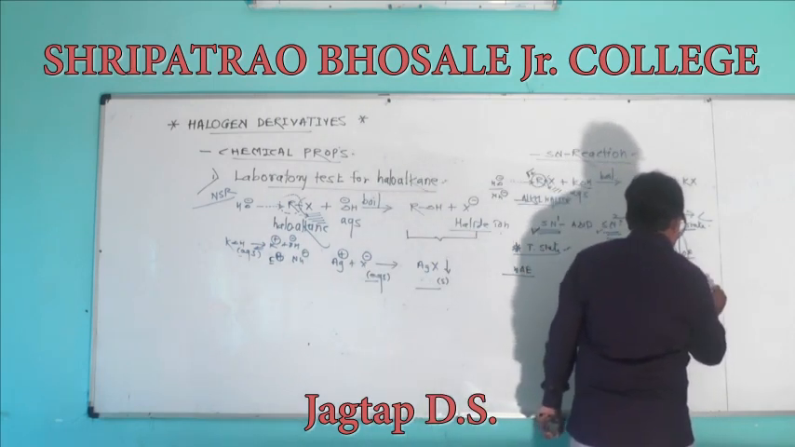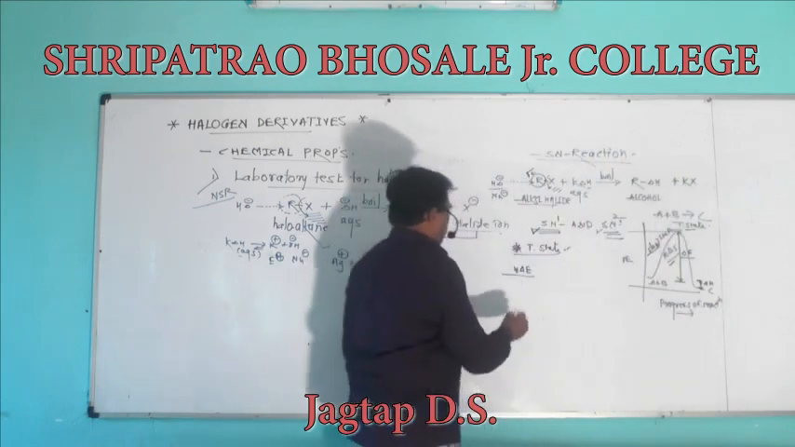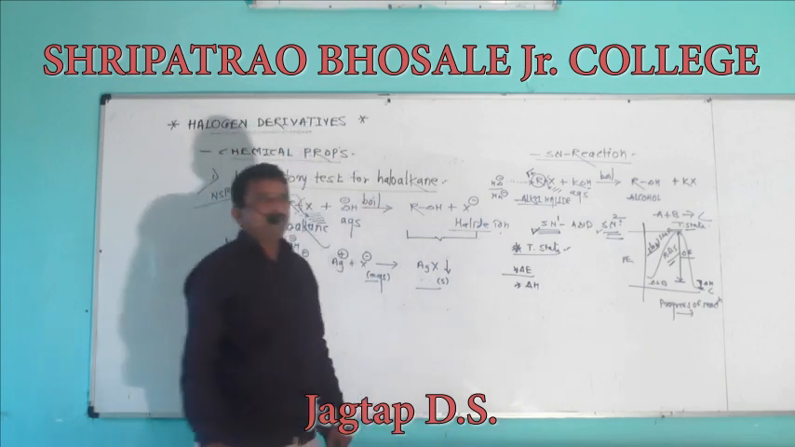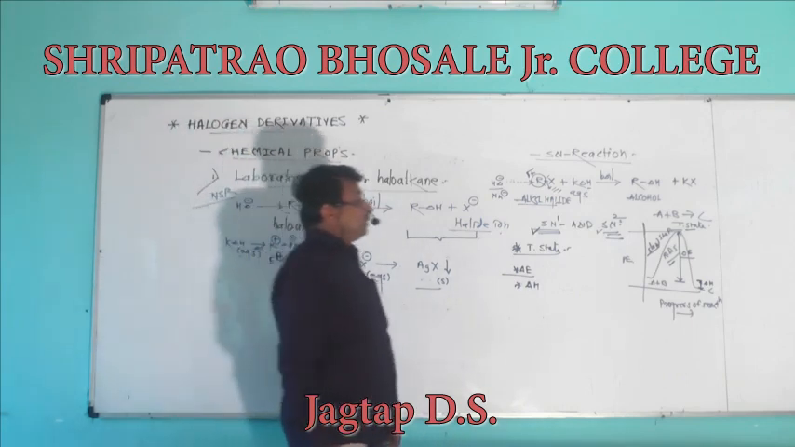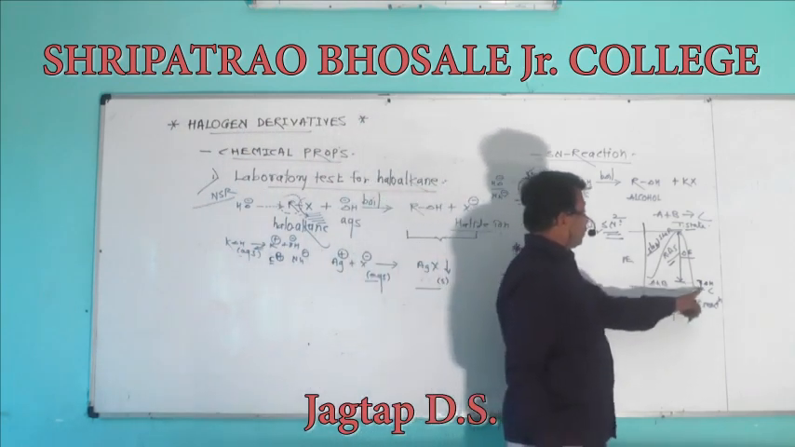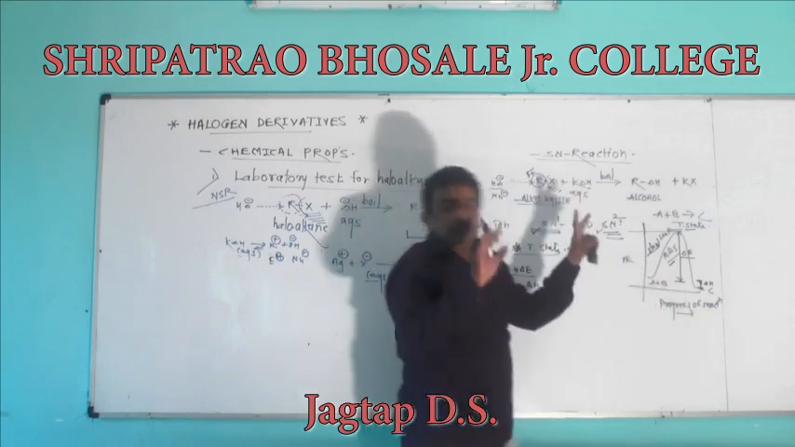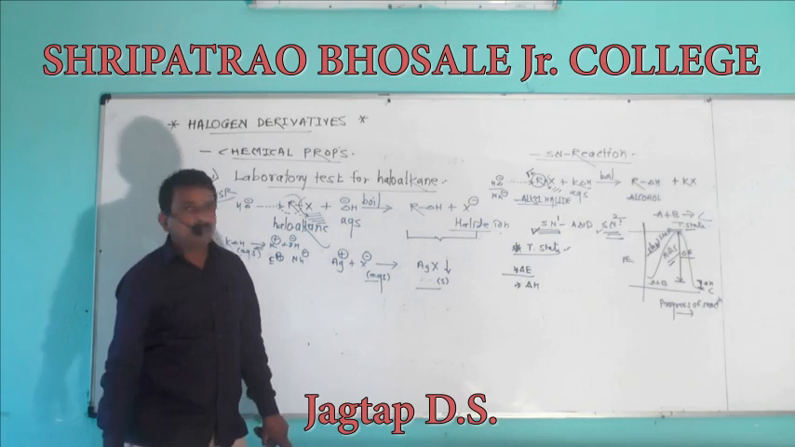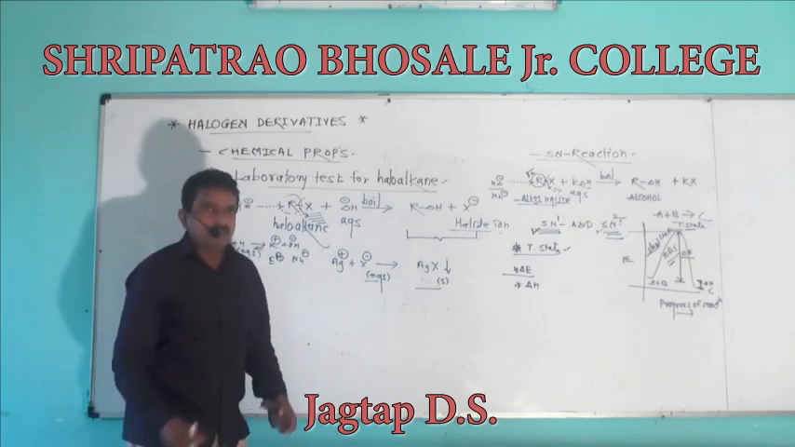Then delta H is known as the heat of reaction. That is the energy difference between product and reactant, that is, the energy required to take the reactant into product is called the heat of reaction. Okay?